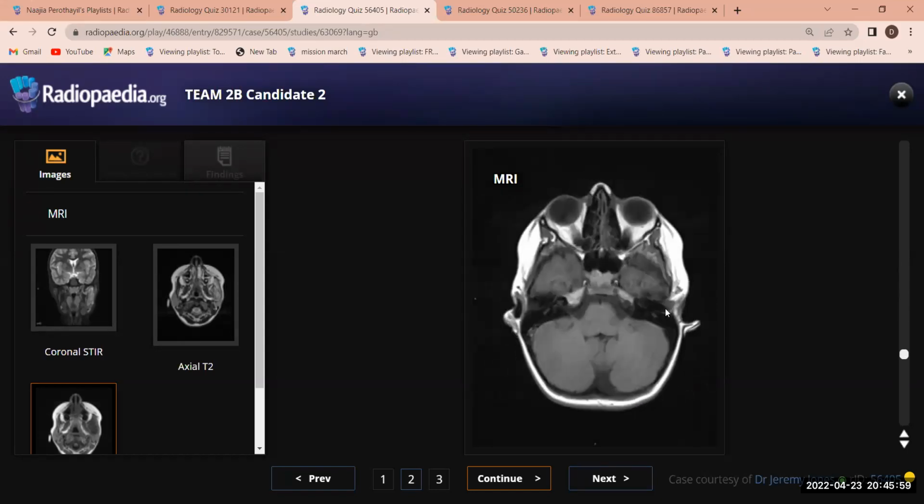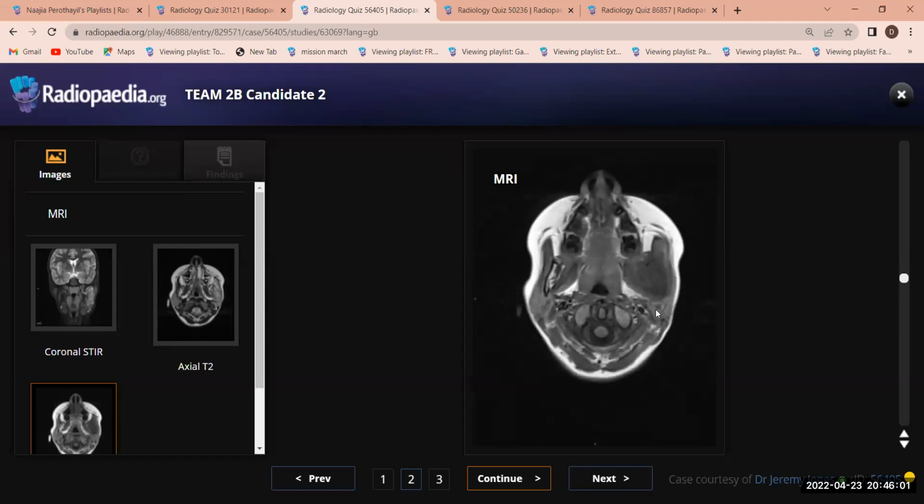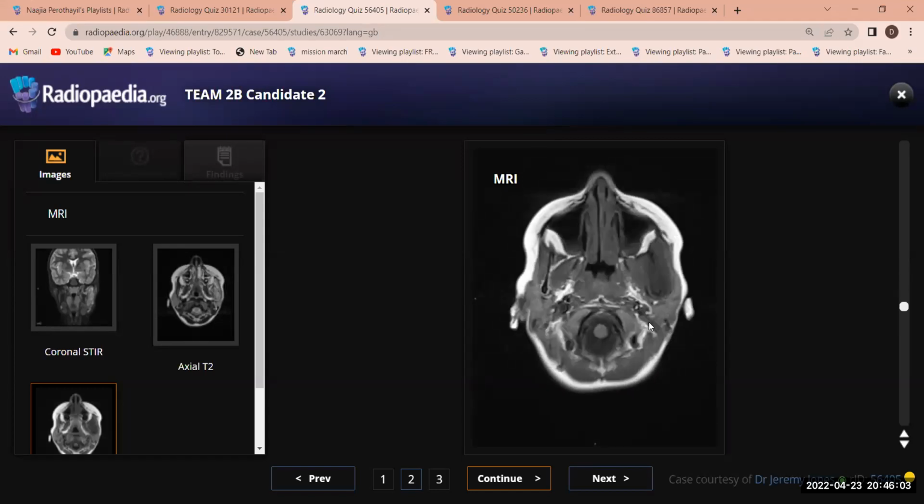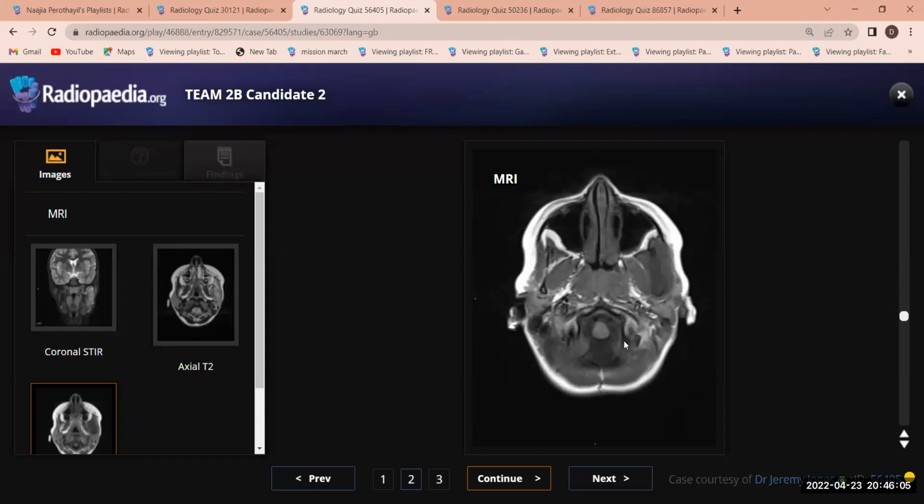T1 is showing a definitely abnormal marrow signal in the mandible. So this is suggestive of underlying bone involvement as well. So my differential would remain osteomyelitis or osteosarcoma, and it needs sarcoma team referral and biopsy.